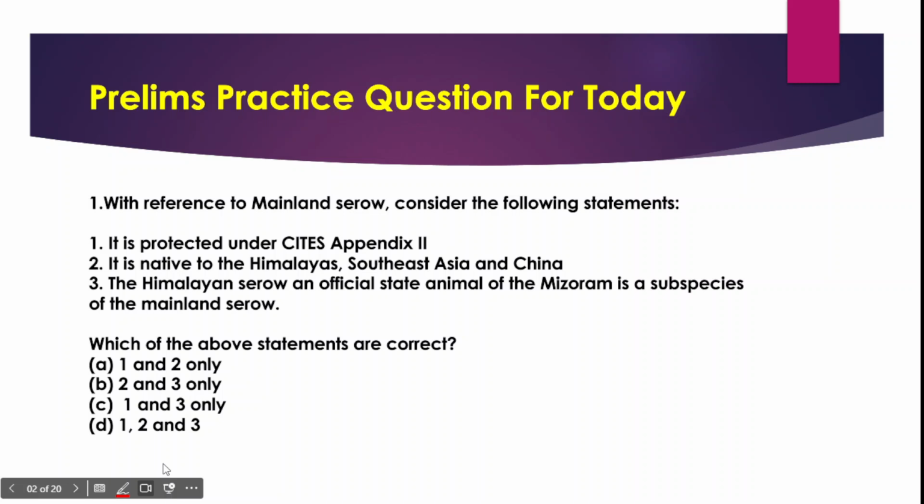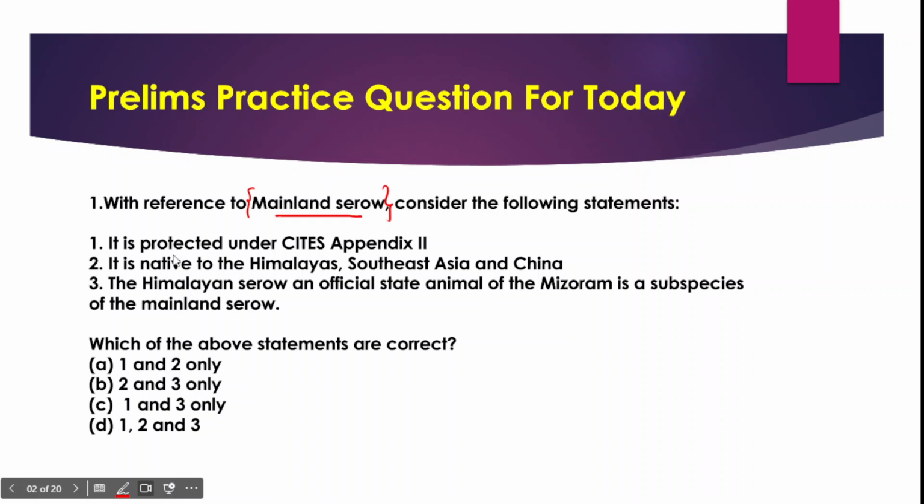The question is about mainland serow, and with reference to this mainland serow, consider the following statements. Remember that we have already discussed this in our previous lectures, and if you regularly follow our lectures, you can clearly answer this question without any doubt. I have discussed this species in a much more detailed manner.